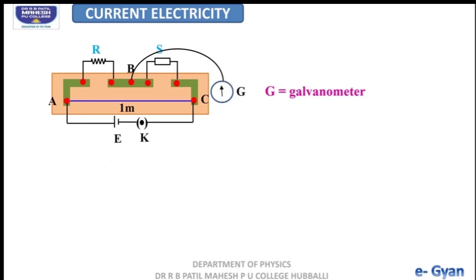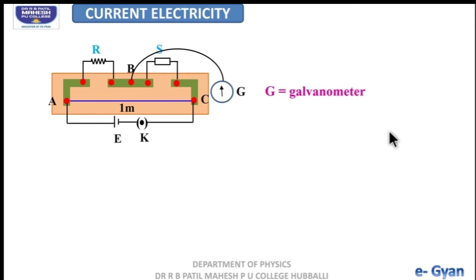Now when this sliding contact is in contact with A, the needle starts moving in one direction, moving towards the left side right now, and this shows that there is a flow of current in the galvanometer, and due to this the needle moves from 0 to some value. Now when this sliding contact is removed from point A, the needle comes to 0. Why does it come to 0? Because there is no flow of current in the galvanometer.